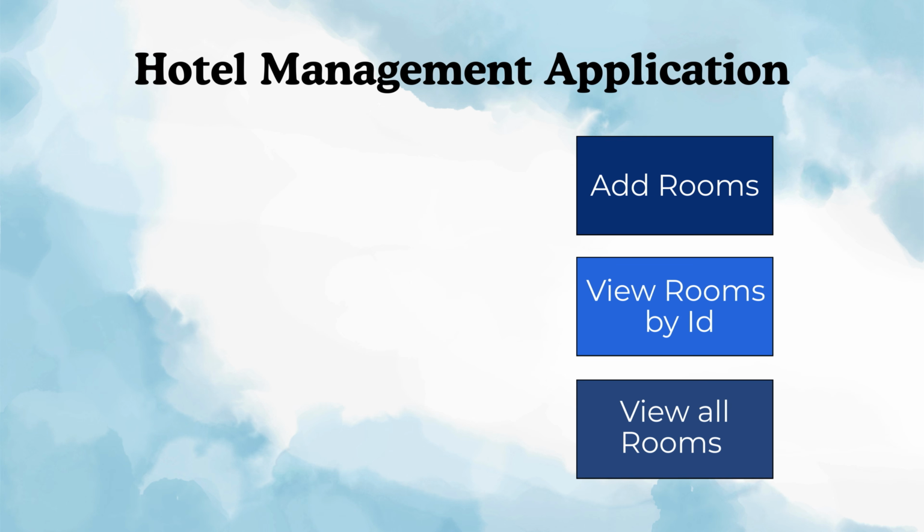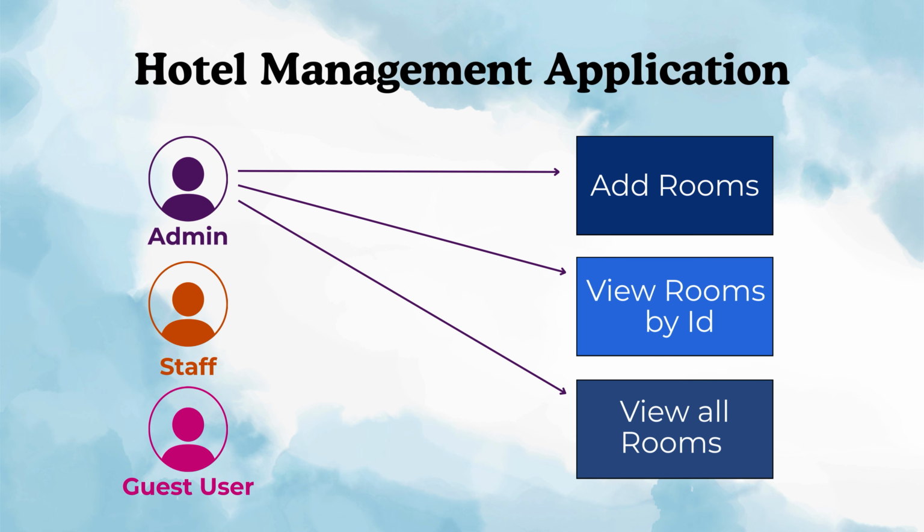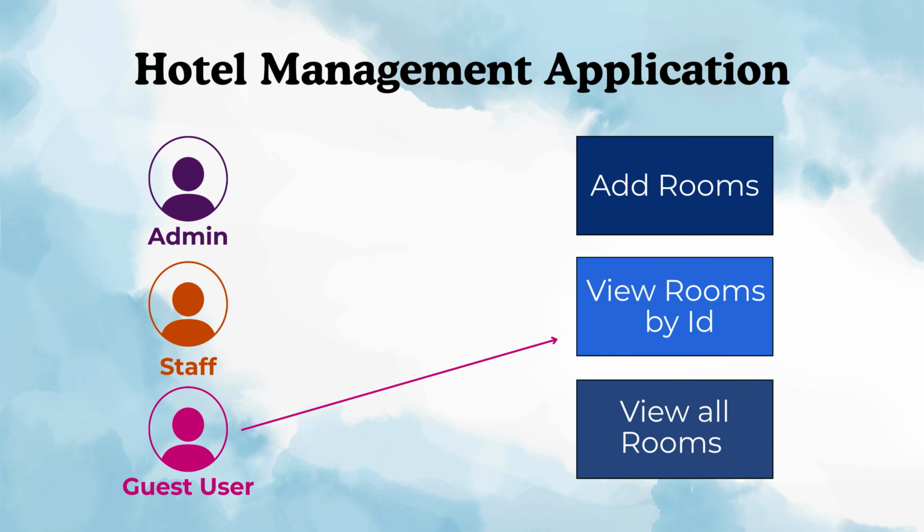Now let's say we have three types of users: admin, staff, and a guest user. The admin should be able to access all the functionalities, add rooms, view any room, and view all the rooms. The staff should only be able to view rooms but should not be allowed to add a room. And the guest should have the most restricted access. They should only be able to view their own room.